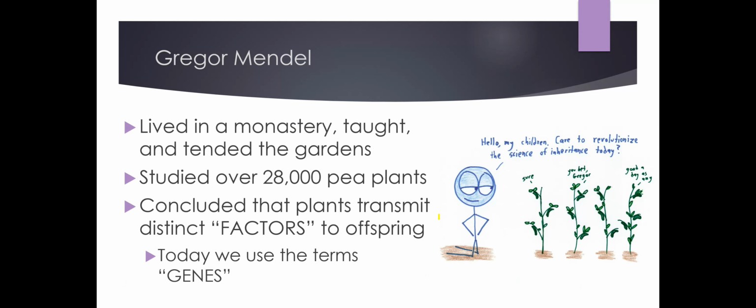And so just a little bit of background about Mendel. He was a monk. He lived in a monastery, but he had a scientific mind. And one of his jobs at the monastery was to tend the gardens. And so he just kind of made some observations, and he noticed that the offspring plants usually were similar to the parent plants. And so he started to conduct his own experiment. And he studied over 28,000 different pea plants. And what he concluded throughout these studies was that these factors, which is the term that he used, today we use the term genes. But he concluded that these plants transmitted factors from the parents to the offspring.